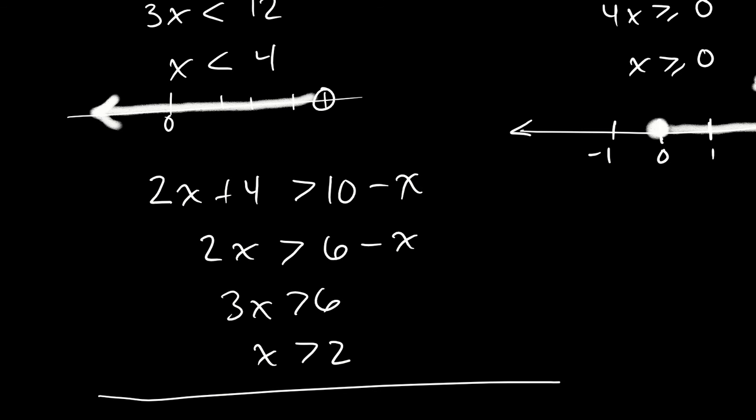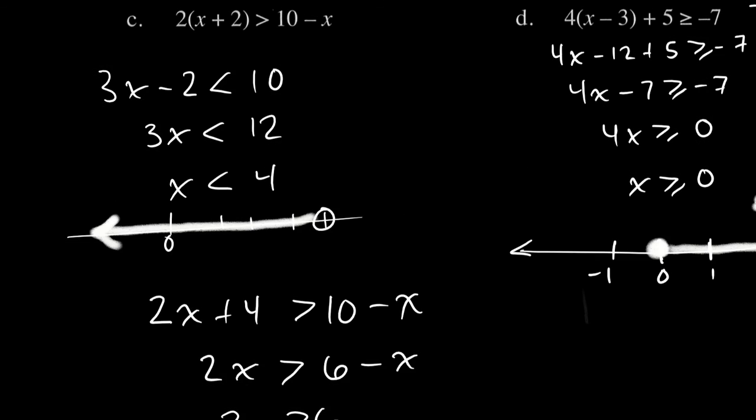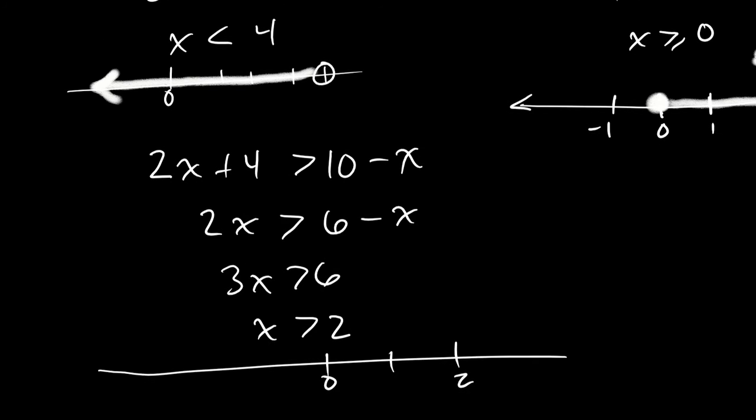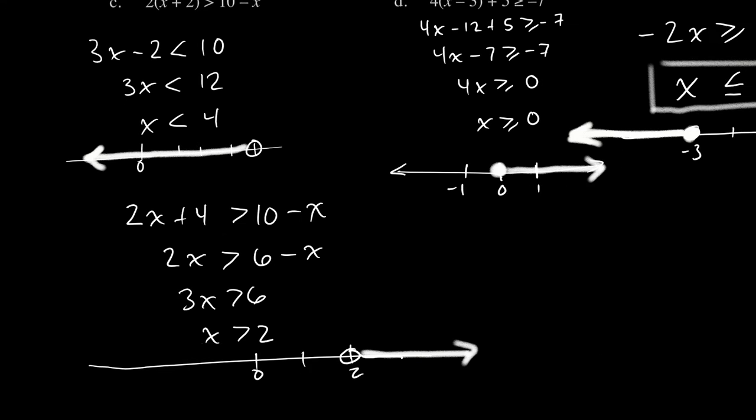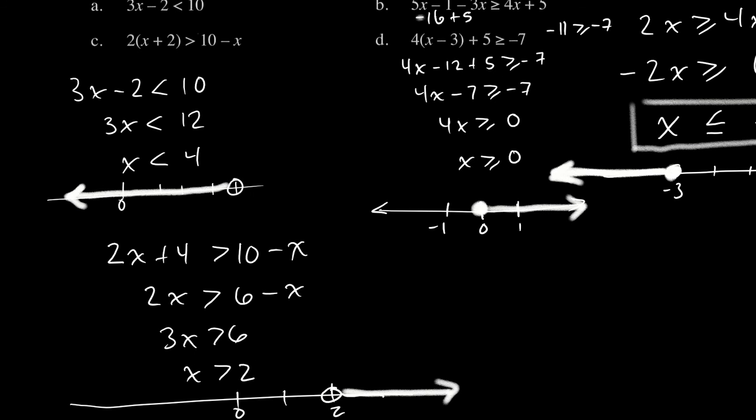So on our number line, here's the number 0. Here's 1. Here's 2. And this is an open boundary point because it was just strictly greater than. And it says that x should be all those things that are more than the number 2. So all these things off to the right. Now, if I was to plug in 0, 0 should not work, right? 0 should be a failure. So it's kind of a quick partial check.